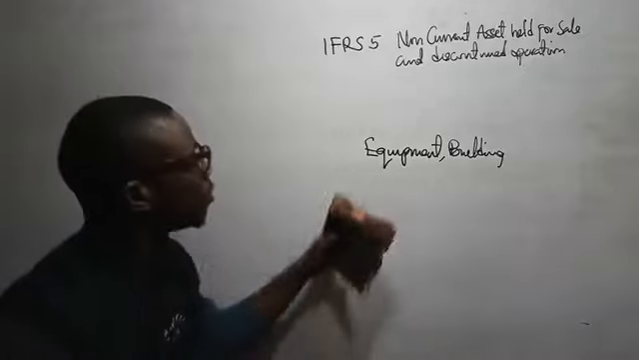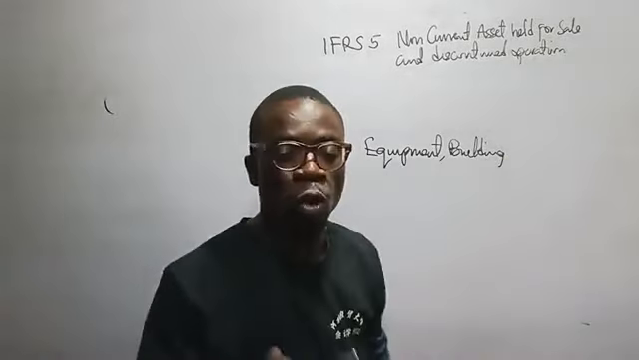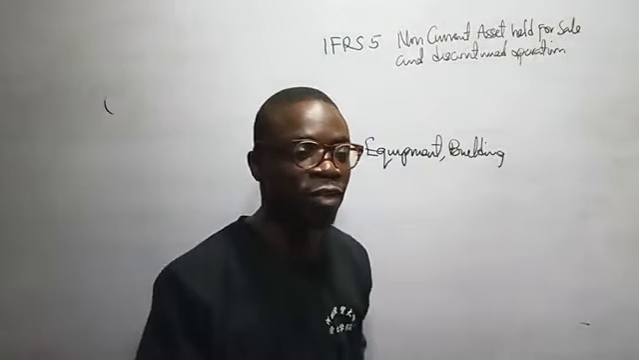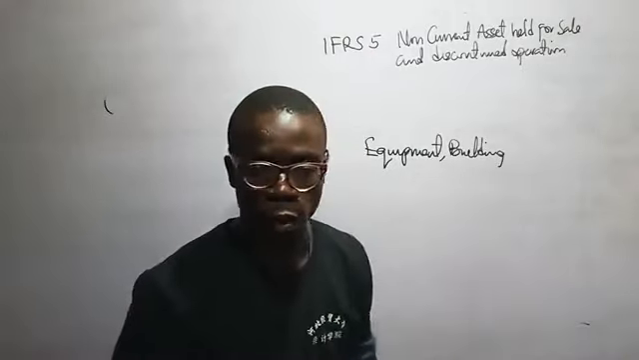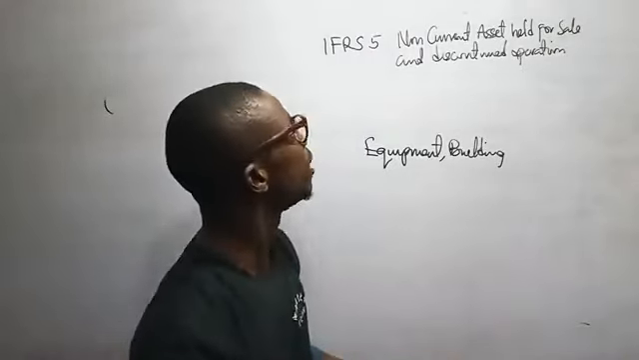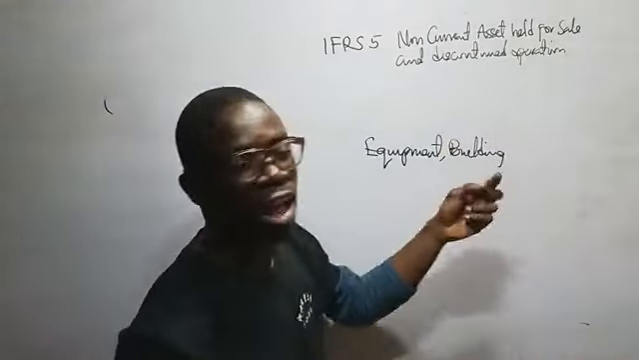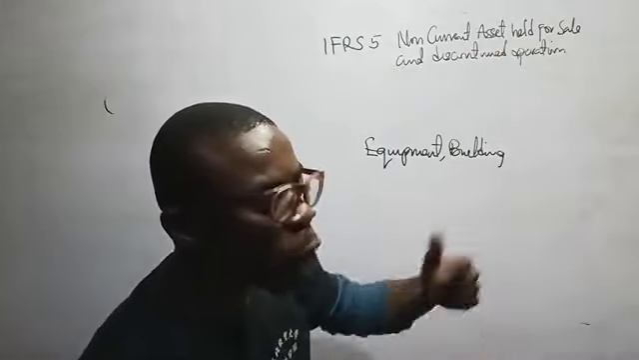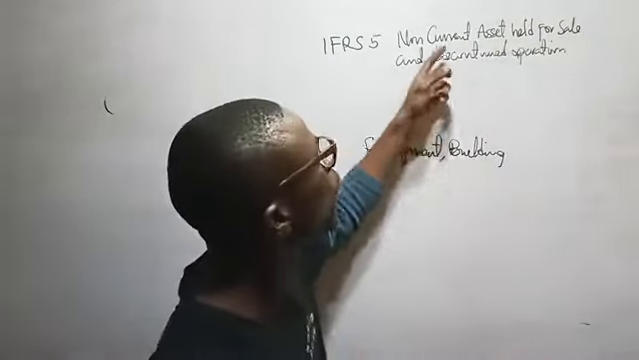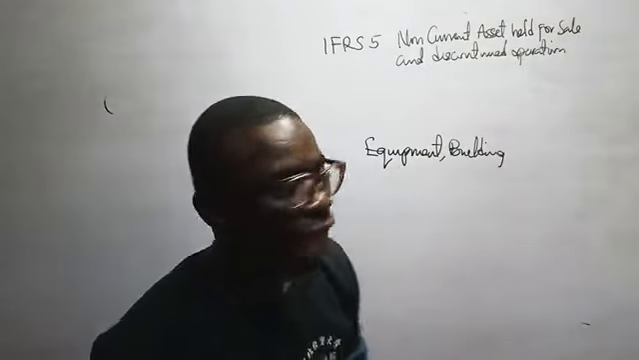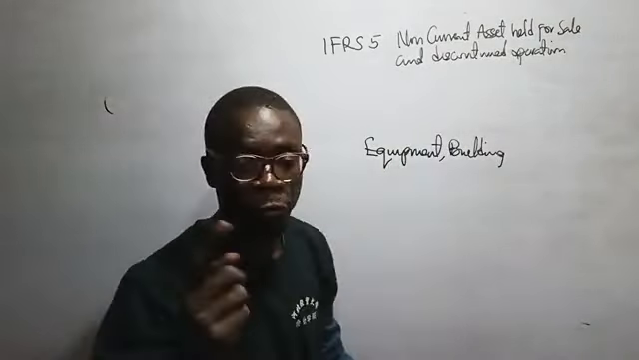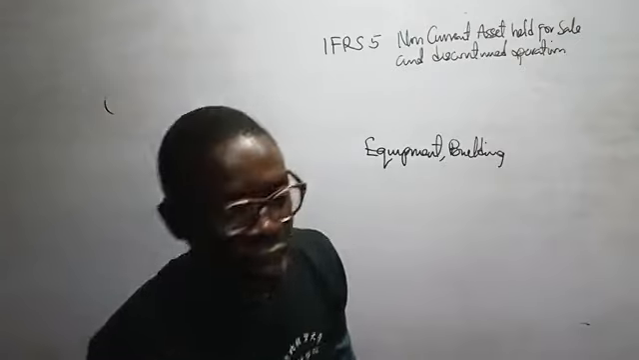Now, an equipment or a building that is a non-current asset can be held for sales. Held for sales means that you want to sell it. If you want to sell it now, it will now be a non-current asset held for sales. So if it was classified under PPE before, it will not be under PPE again. When a non-current asset is held for sales, it will be under current asset.